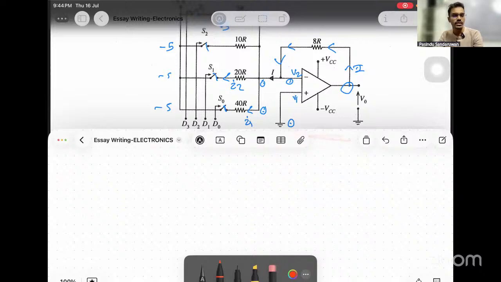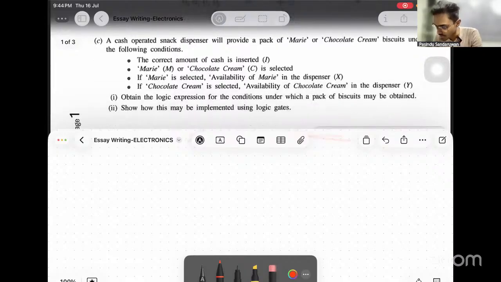Then the next part, part C, is given in digital. The digital question is given. A cash operated snack dispenser will provide a pack of Mari or chocolate cream biscuits under the following conditions. First, the correct amount of cash is inserted. Second, Mari or chocolate cream is selected. If Mari is selected, there must be availability of Mari in the dispenser. If chocolate cream is selected, there must be availability of chocolate cream in the dispenser.